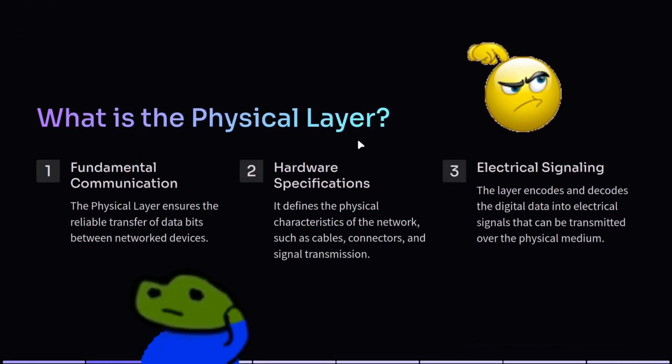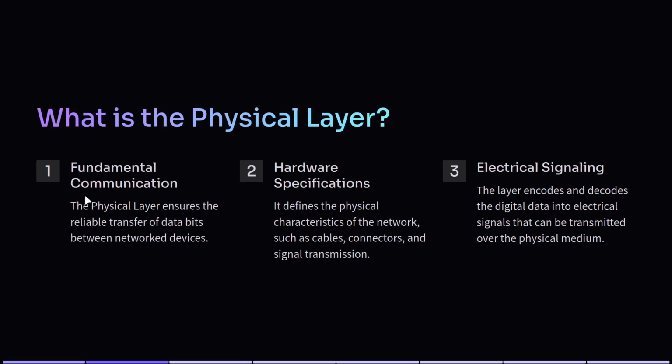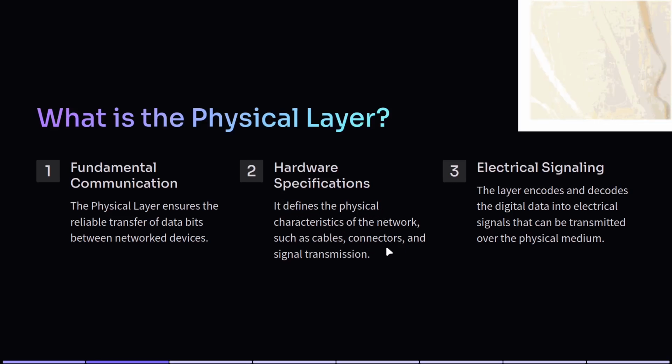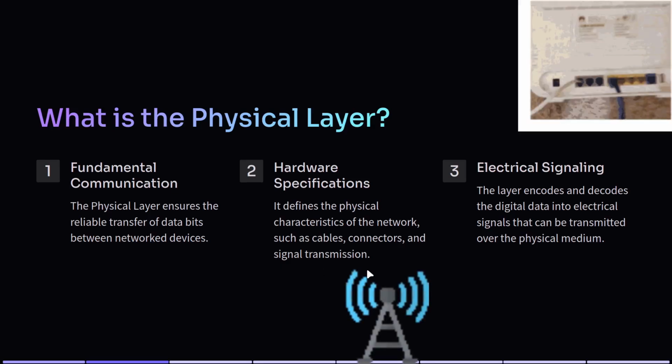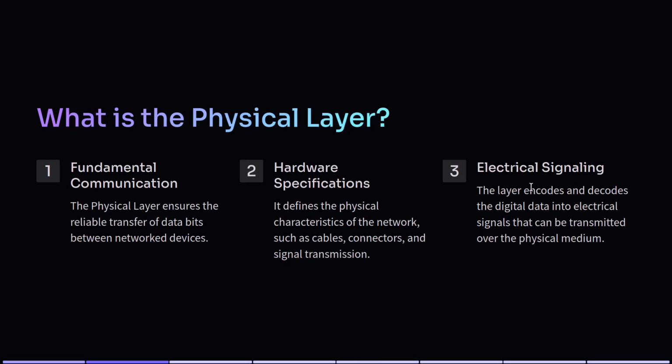What is the physical layer? Fundamental communications. The physical layer ensures the reliable transfer of data bits between networked devices. Hardware specifications. It defines the physical characteristics of the network, such as cables, connectors, and signal transmission, electrical signaling. The layer encodes and decodes the digital data into electrical signals that can be transmitted over the physical medium.